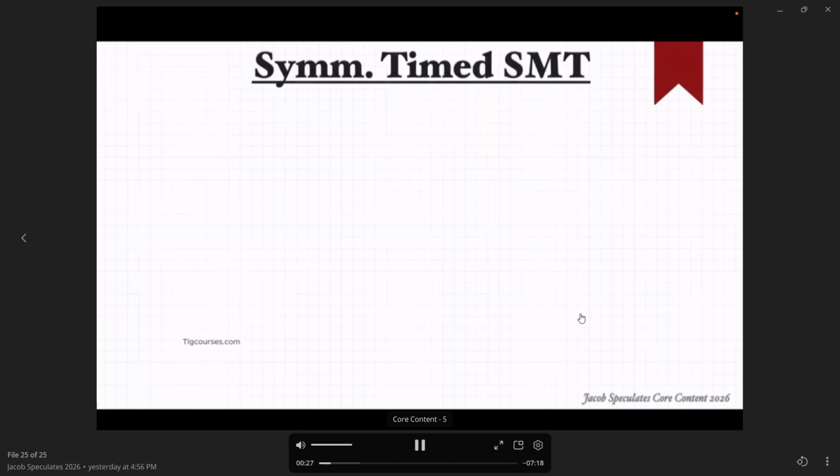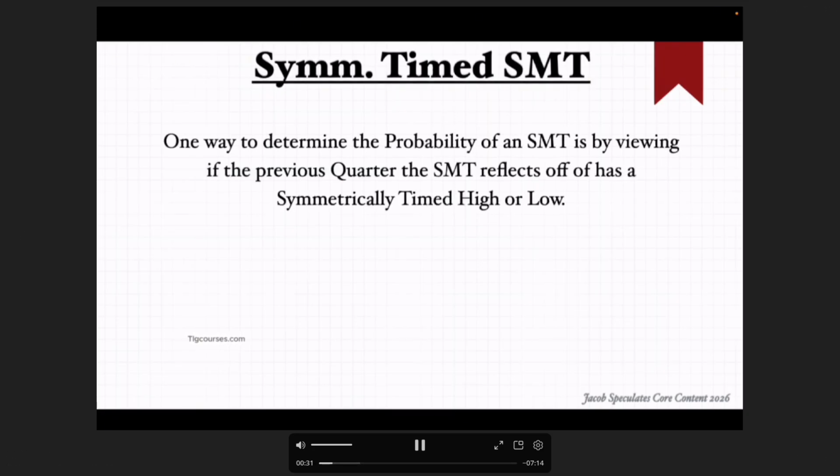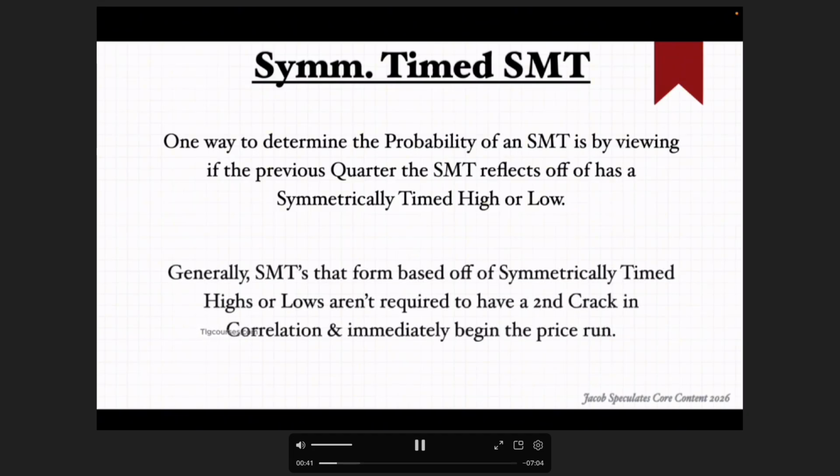Starting off with symmetrically timed SMTs, one way to determine the probability of an SMT is by viewing if the previous quarter the SMT reflects off of has a symmetrically timed high or low. And generally, SMTs that form based off of symmetrically timed highs or lows aren't required to have a second cracking correlation and immediately begin the run.